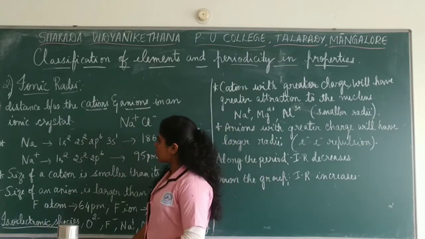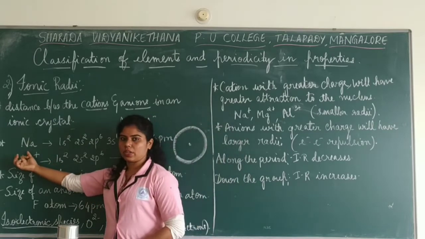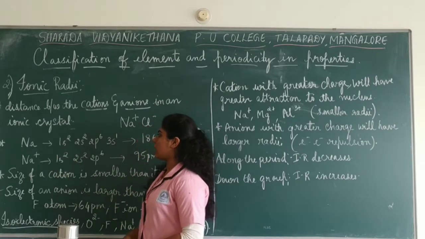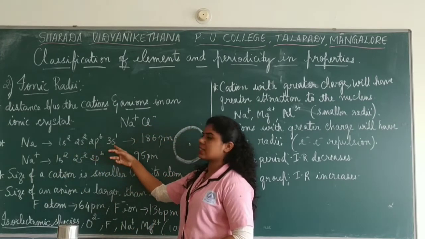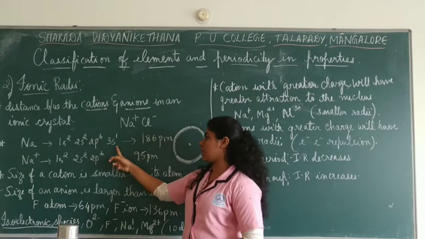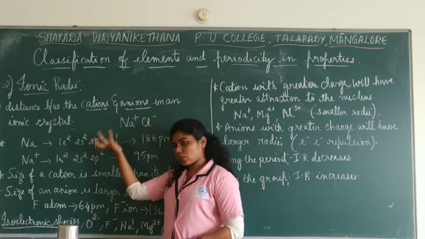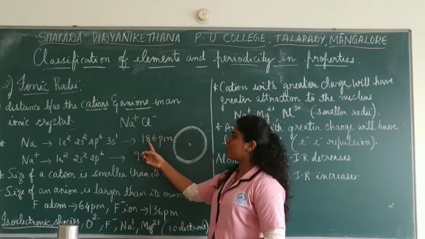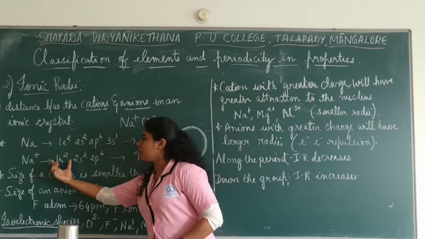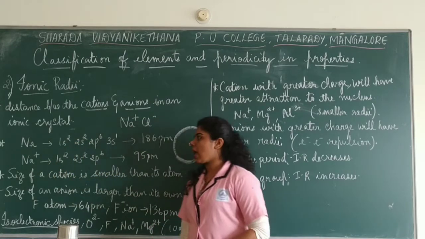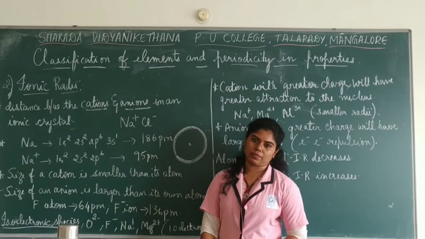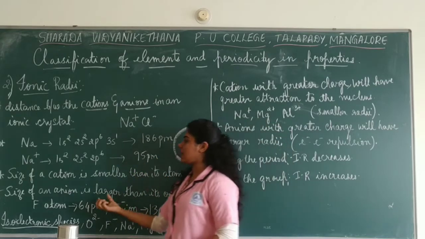Now, if you just consider an element that is sodium, which has atomic number 11, how do you write the electronic configuration? You write it as 1s2, 2s2, 2p6, 3s1, which has one electron in the outermost shell, one valence electron. Now, this actual atom has a size of 186 picometer. But when you consider the ion, the ion has a radius of 95 picometer.